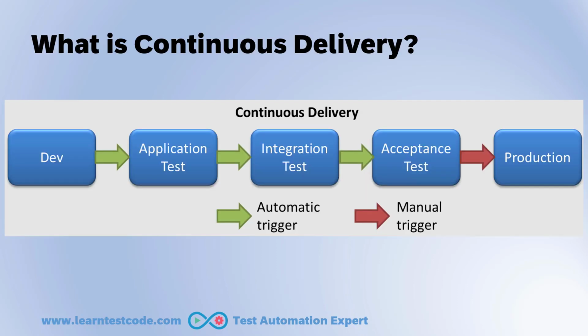Okay, so what is continuous delivery? If we have a look on this diagram, we can have different phases. Initially, developers develop the code, and after developing the code, they should also run a unit test. We can have later on application test, integration test, and at the end we have acceptance test.